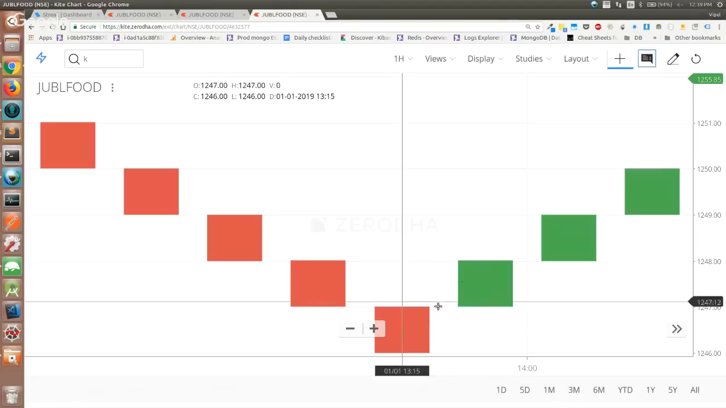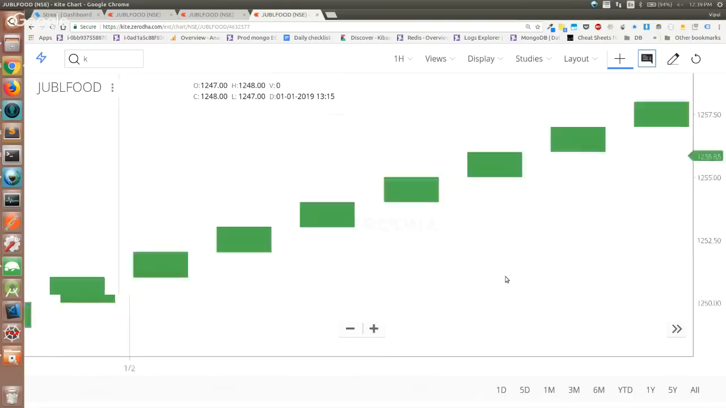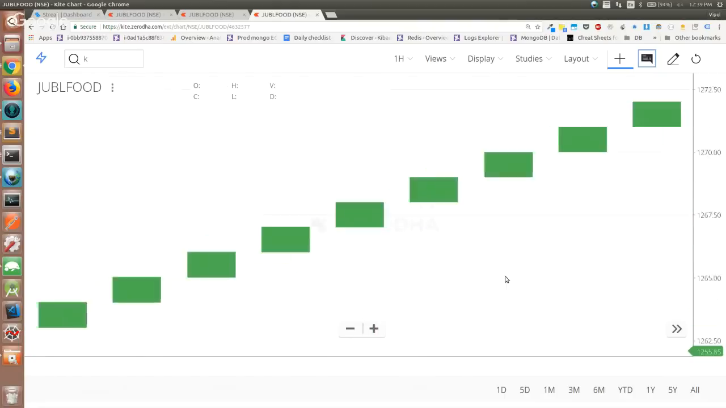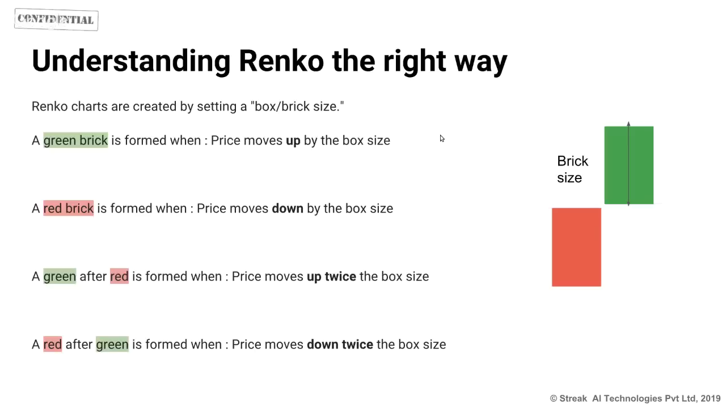A green after a red requires twice the movement of brick size, and a red after a green also requires twice the move in the downside, right? So these four key points have to be kept in mind every time when looking at a Renko and theorizing or forming a strategy in mind.